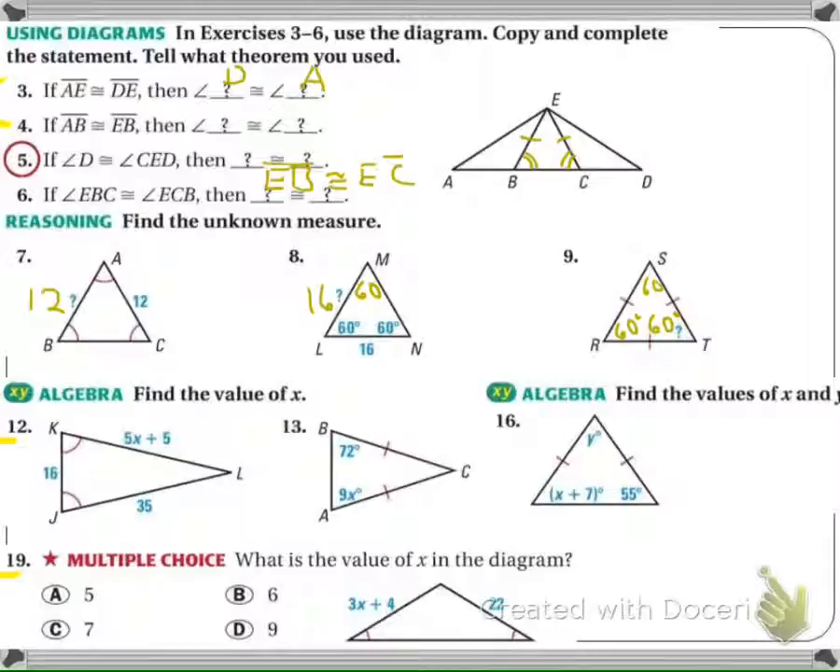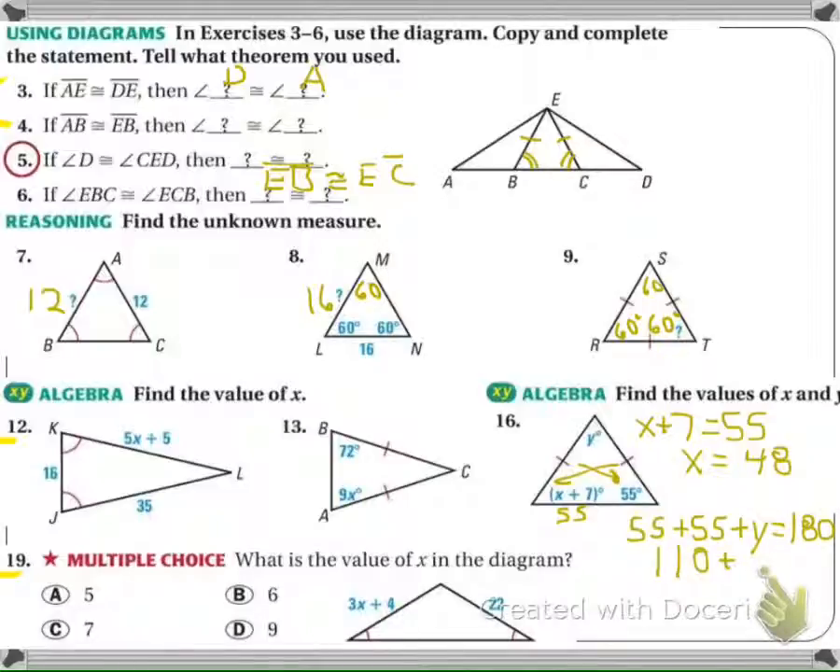Let's look at number 16. So this is an isosceles triangle. What I can first do is use those base angles to find the value of x. So that'd be x plus 7 equals 55. So x would be 48. And then since that angle is 55 altogether, realize x is 48, but it's plus 7, I can do 55 plus 55 plus y equals 180. That gives me 110 plus y equals 180. So y would be 70.